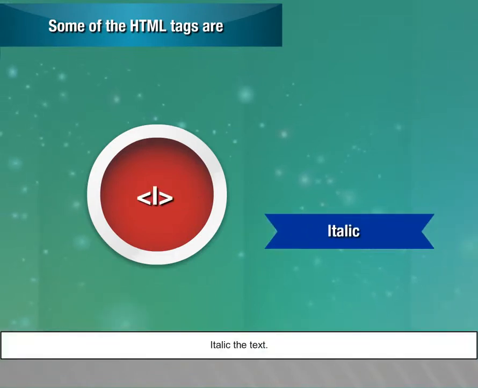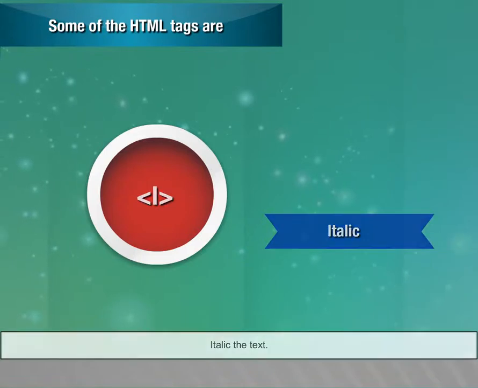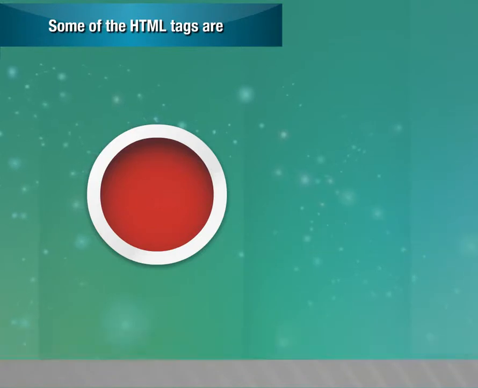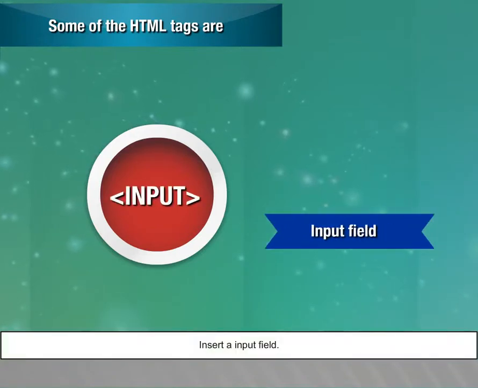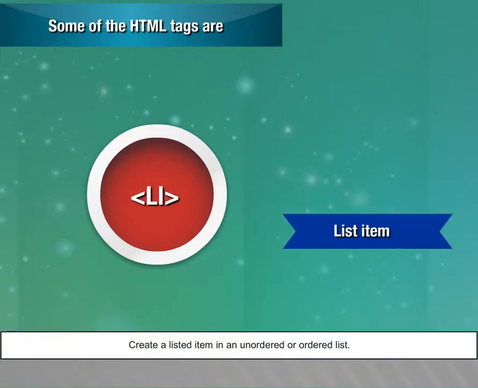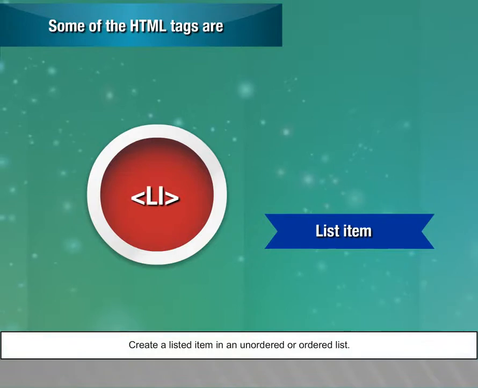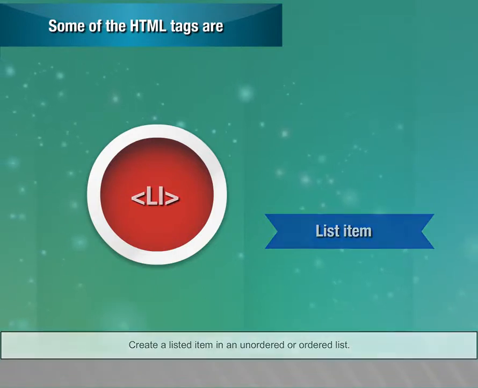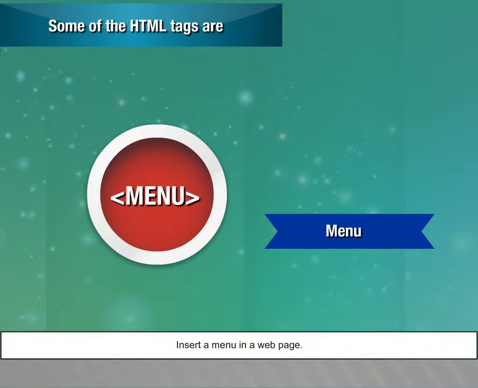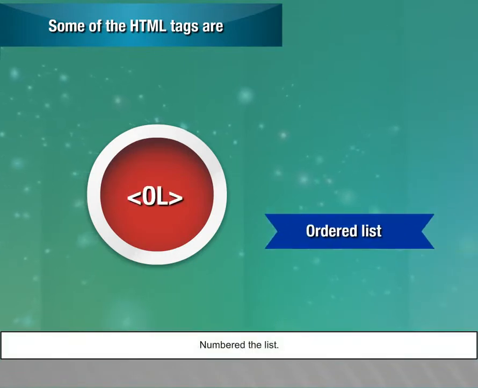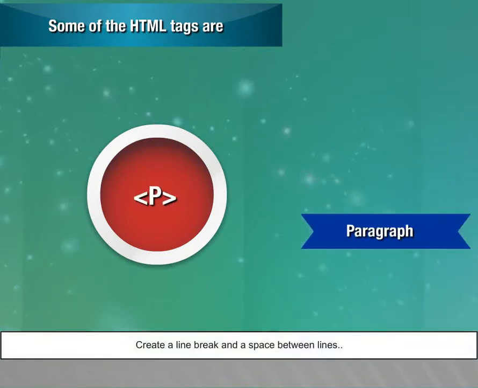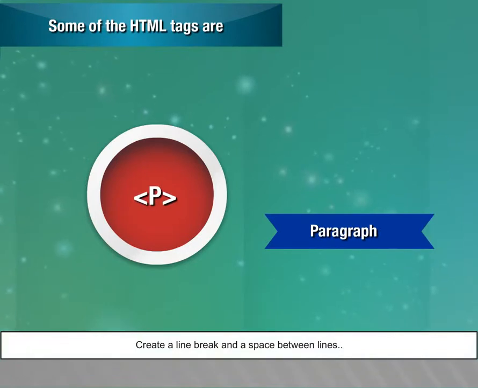I, italic the text. IMG, image. Input field, insert an input field. LI, list item, creates a listed item in an unordered or ordered list. Menu, insert a menu in a web page. OL, ordered list, numbers the list. P, paragraph, creates a line break and a space between lines.